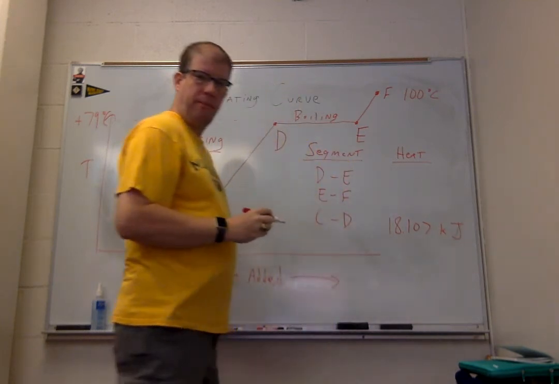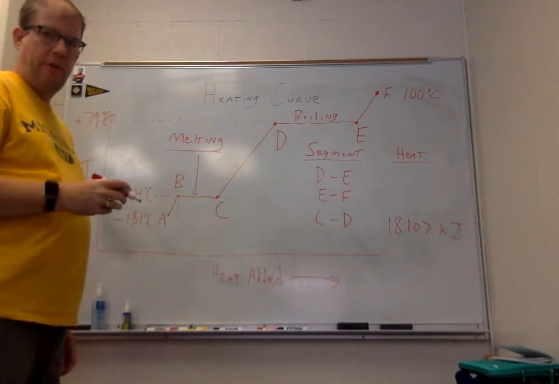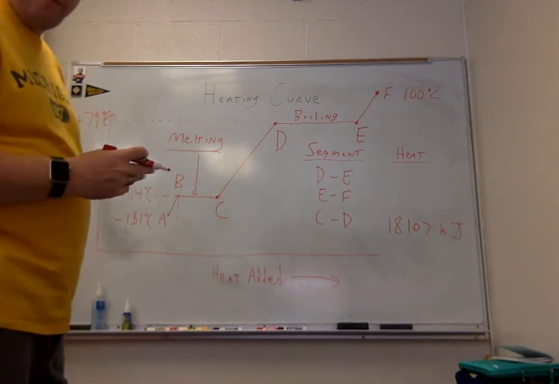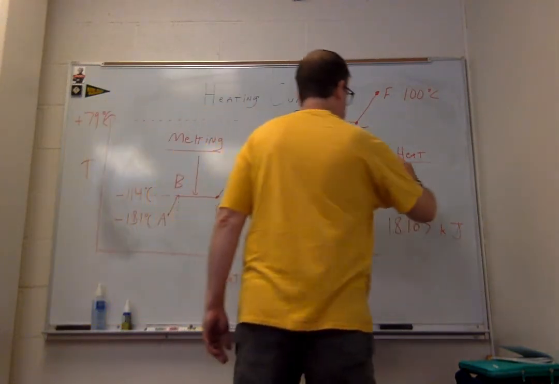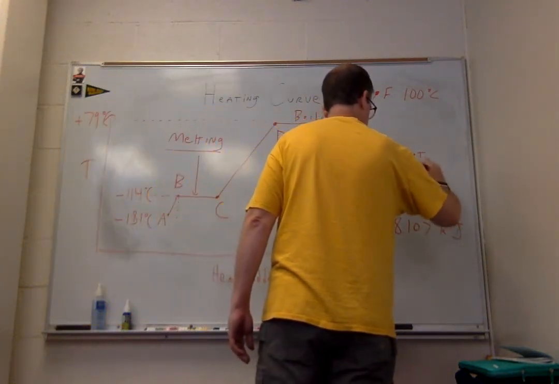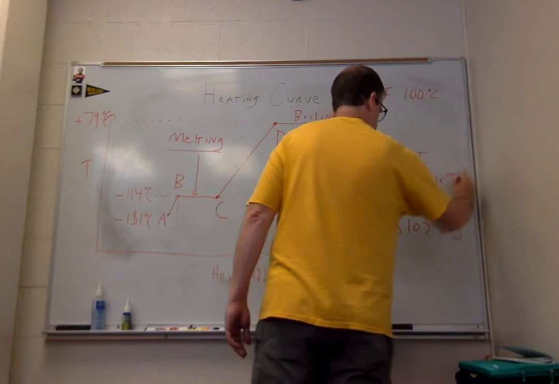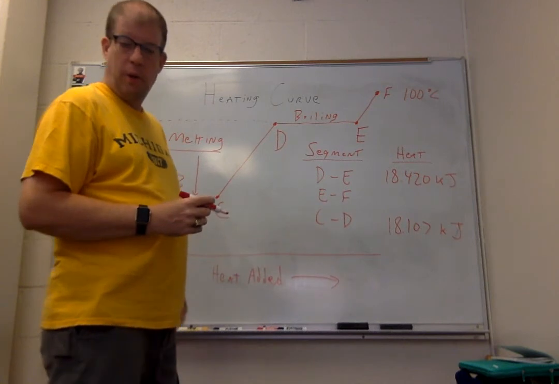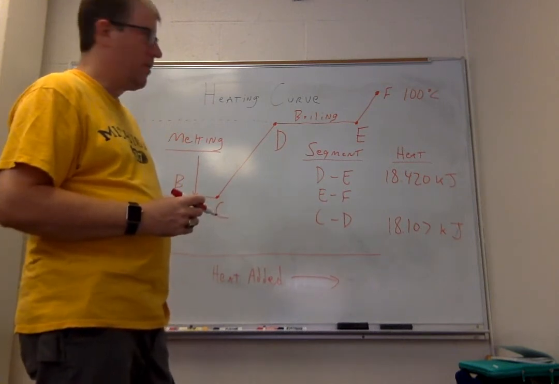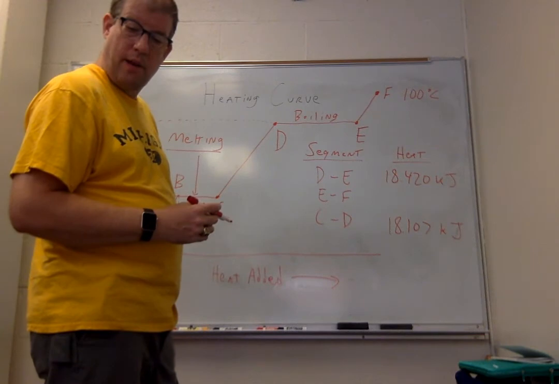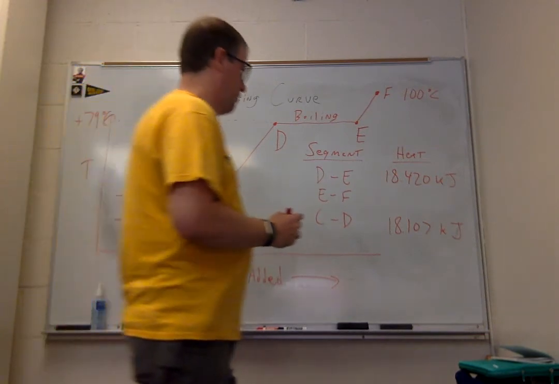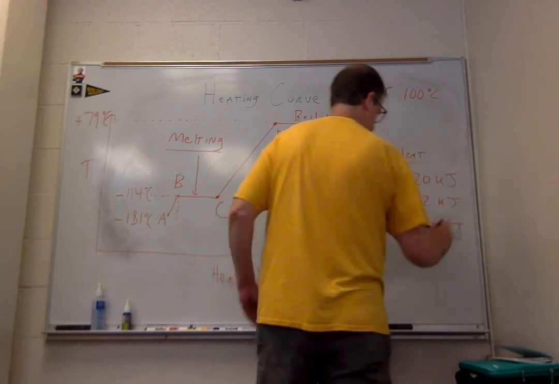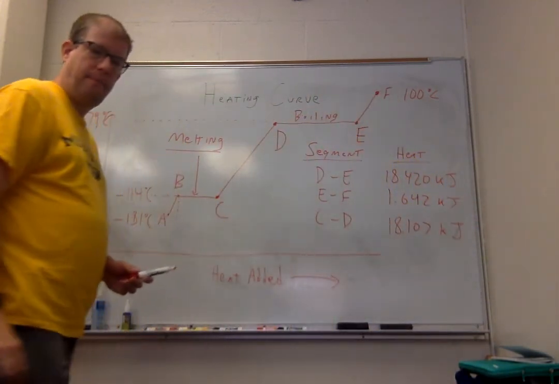And now the big one. To add enough energy to take the liquid and completely vaporize it, this costs 18.420 kilojoules. So even more than what we had here, although not that much more. And finally, to heat the vapor to 100 degrees, that costs 1.642 kilojoules of energy. All right?